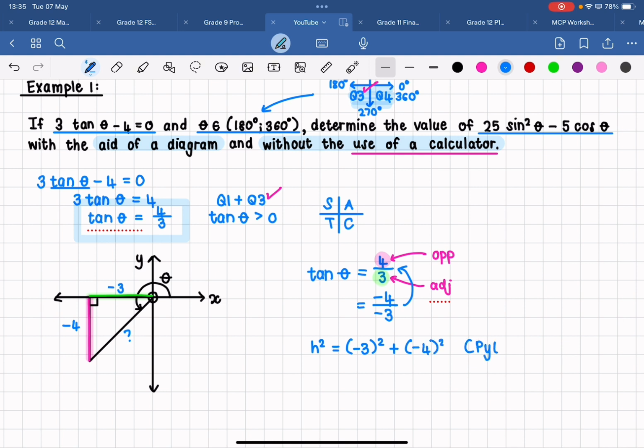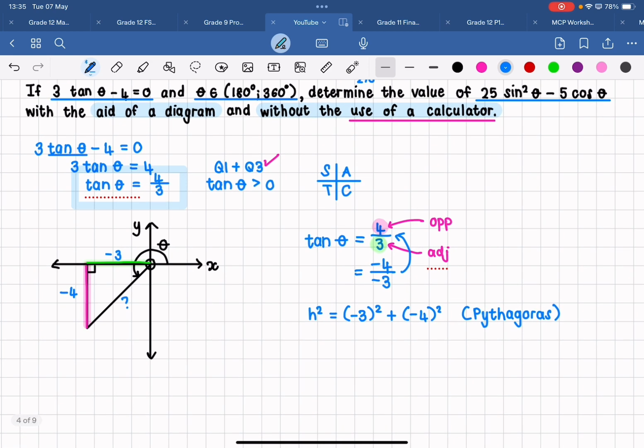Remember to write your reason, Pythagoras. You're not allowed to abbreviate it. Or you can just write 3 squared plus 4 squared. You will get the same answer. It really doesn't matter because you're squaring these numbers, so it will be positive anyway. This is 25. So now h is going to be 5 units.